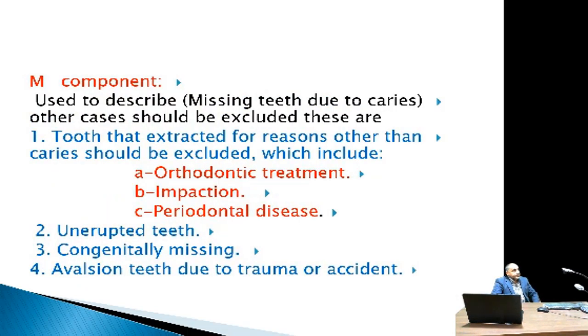M component is used to describe missing teeth due to caries. هاي نقطة مهمة إنه M component يسجل فقط missing teeth due to caries. أما الأسنان التي قلعت بدون أو without dental caries لا تسجل, not record.